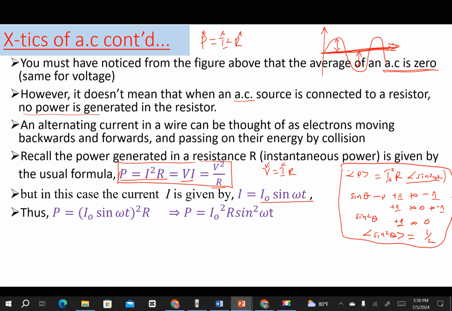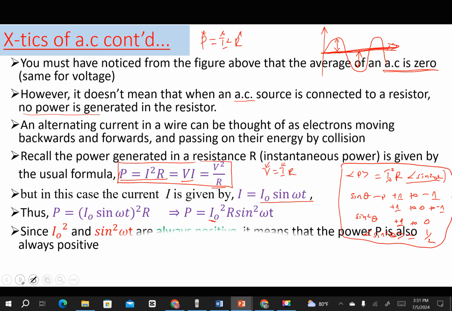And by the way, someone may wonder if it can be negative. Remember, this is I naught. I naught squared is a constant, and because I naught squared is always positive, the average power will never be negative. Sine squared omega t will always be positive. The average value of sine squared omega t will always be a half mathematically. So this means the power is always positive.